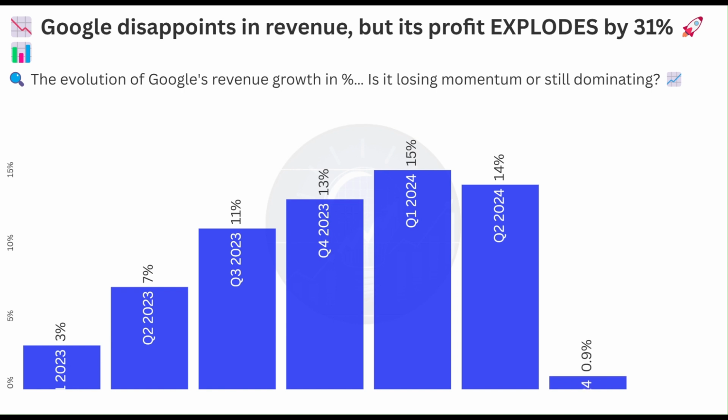Regulation and antitrust cases. Google has been at the center of several investigations and lawsuits over anti-competitive practices, which could impact its business model. Operational efficiency. As seen in the latest results, improving operating margins has been key to profit growth. Will Alphabet continue optimizing costs?